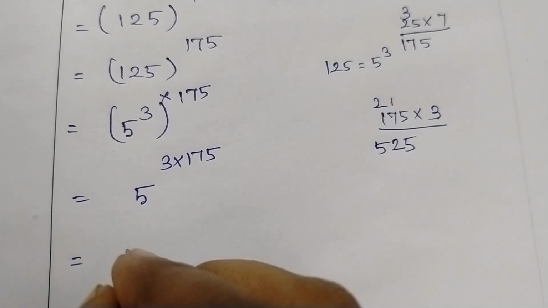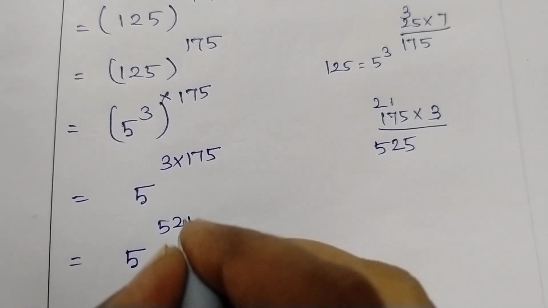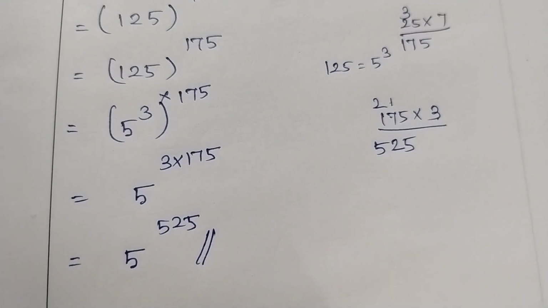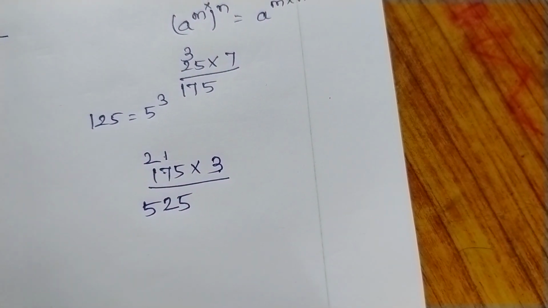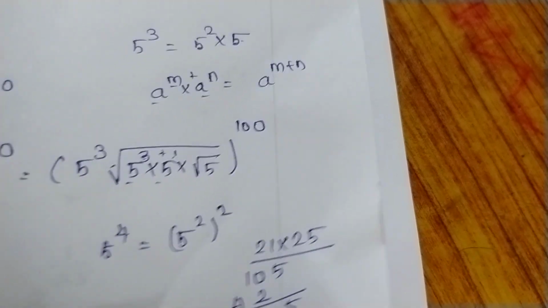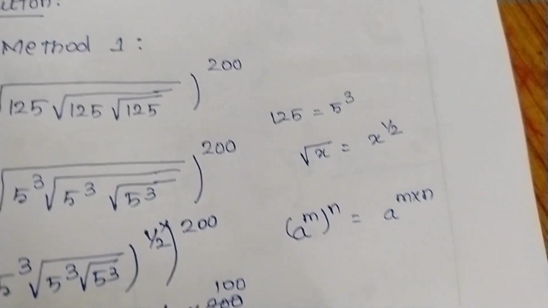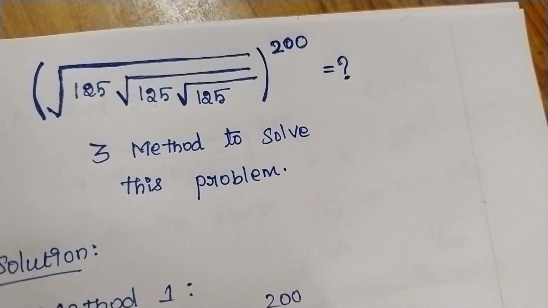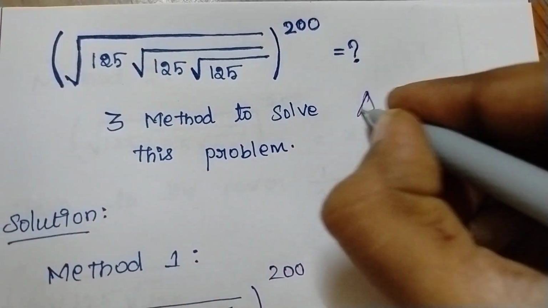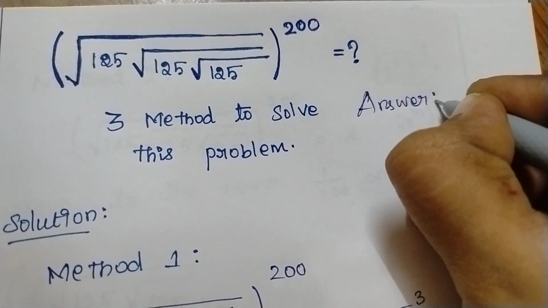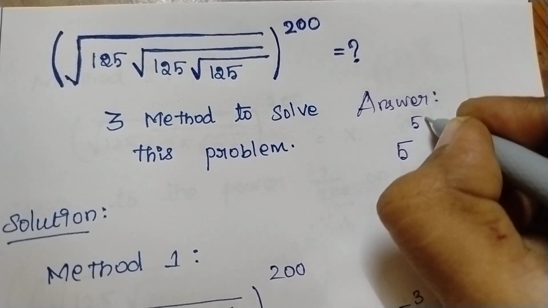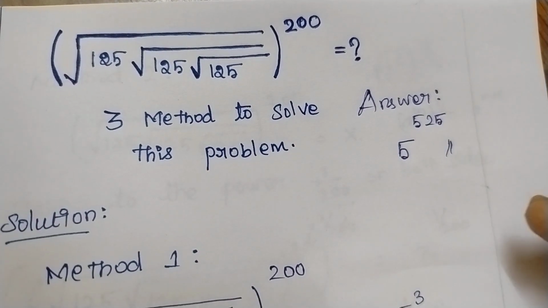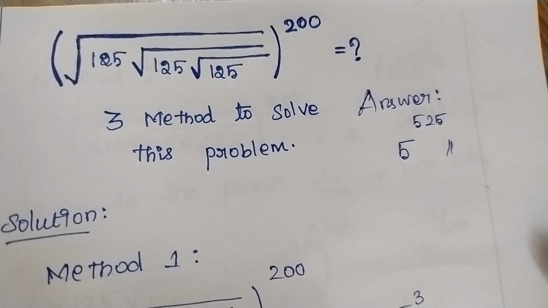So what answer do we get here? 5 power 525. So in all three methods we get the value as 5 power 525. So therefore the answer for this question is 5 power 525.